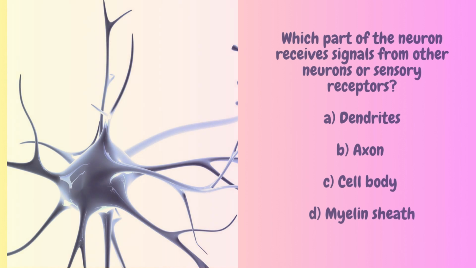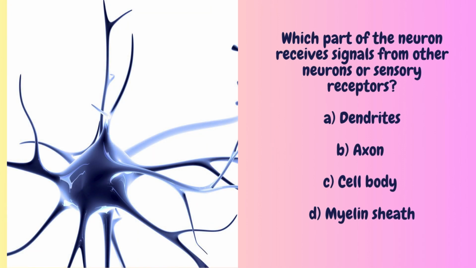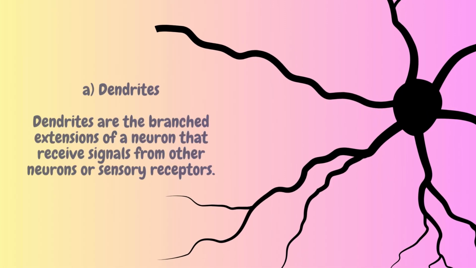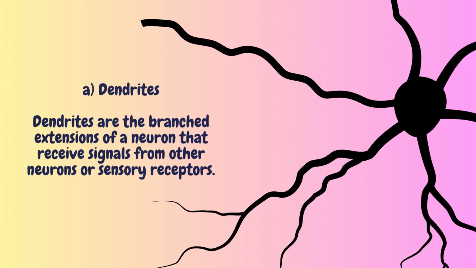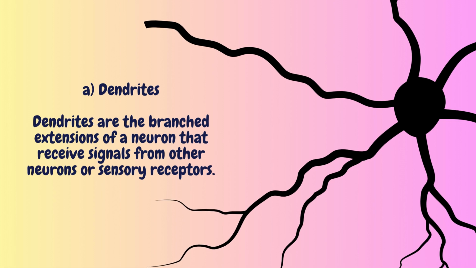Which part of the neuron receives signals from other neurons or sensory receptors? A. Dendrites. B. Axon. C. Cell body. D. Myelin sheath. A. Dendrites. Dendrites are the branched extensions of a neuron that receive signals from other neurons or sensory receptors.